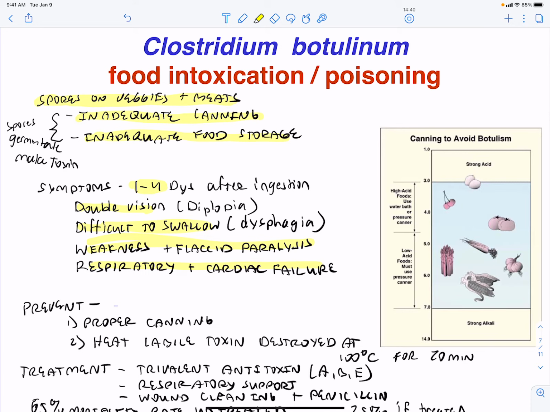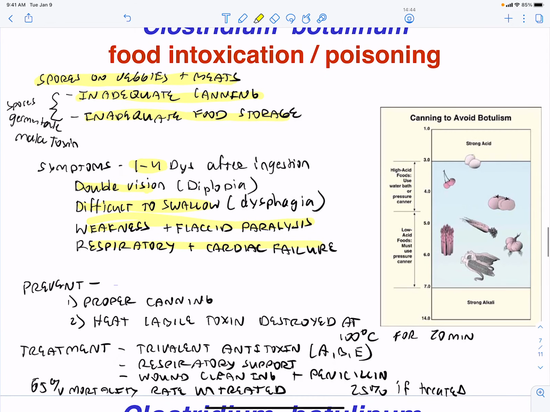Now, in order to prevent food poisoning from botulinum, you want to do proper canning. The toxins are heat labile, so if you just heat things up to 100 degrees for 20 minutes, boil things for 20 minutes. That's why when you're canning something, after you prepare it, you put them in water, and you make sure those jars are fully submerged in water and they're boiled for 20 minutes.